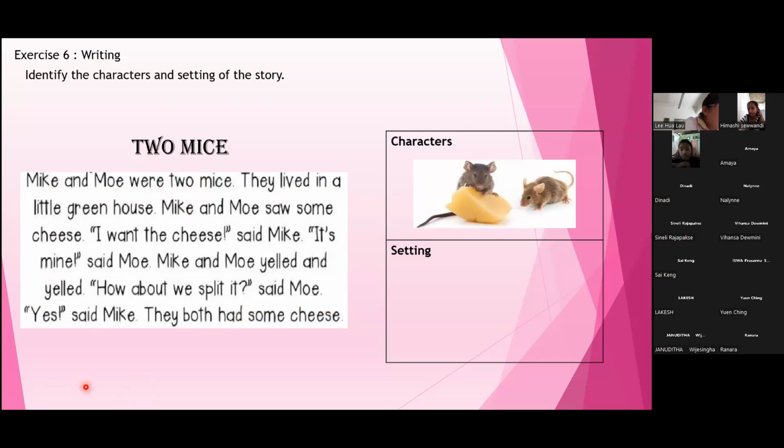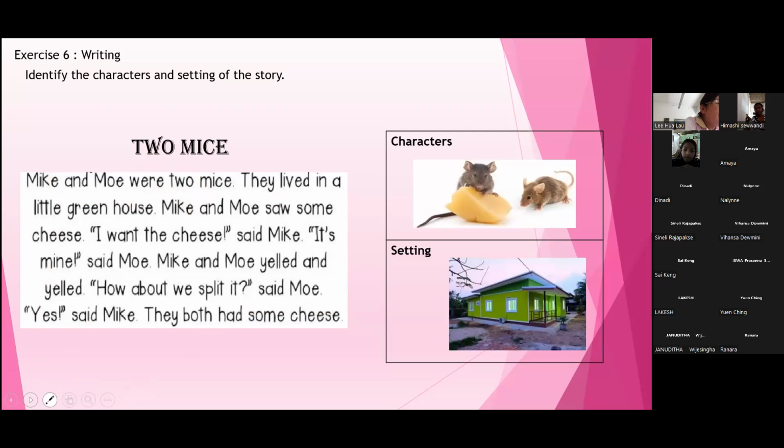Okay, now the setting. Can you please tell me where is the setting? Little greenhouse. Very good, little greenhouse. All right. Now, the time is not given. Can you guess what time the story took place? Can you guess where and when? Right. So when did the story take place? Can anybody guess? Just make a guess. There's no wrong answer. Anything can be right. So please guess, when did it take place?